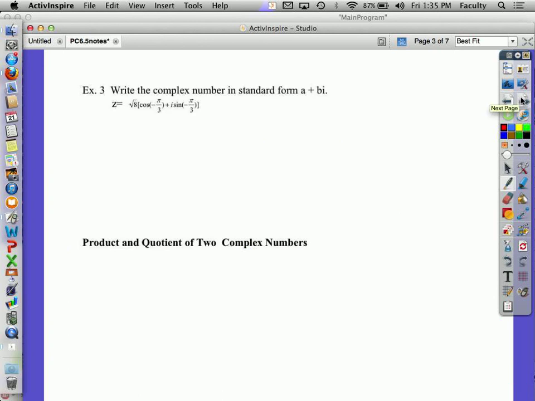All right, now, example 3 is easy because I want to go from trigonometric form to a plus bi. All you have to do on this one is distribute. So radical 8 is 2 radical 2. And I'm going to take this times the cosine. I'll do this slowly. So I'm going to take 2 radical 2 times cosine negative pi over 3 plus 2 radical 2 times sine negative pi over 3. We'll just put the i on the side.